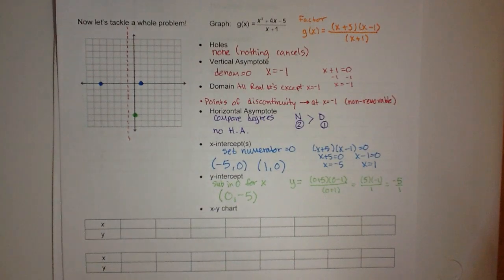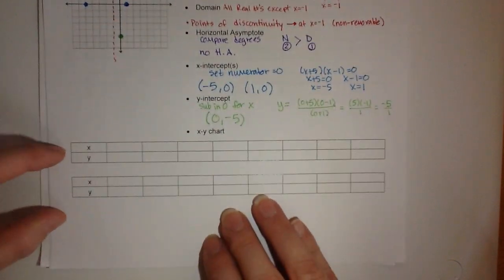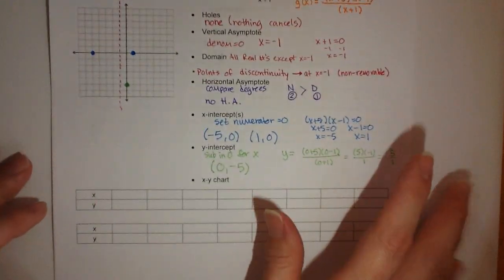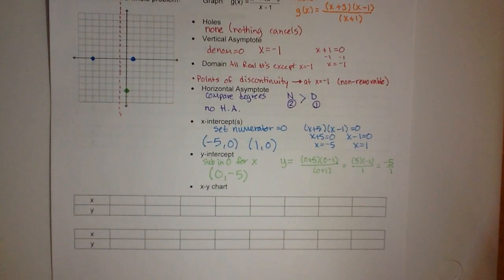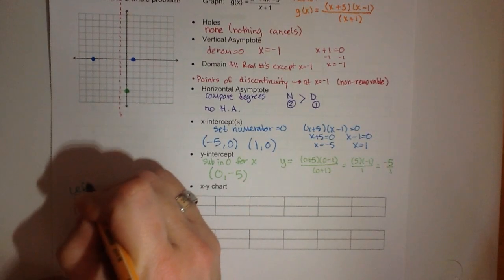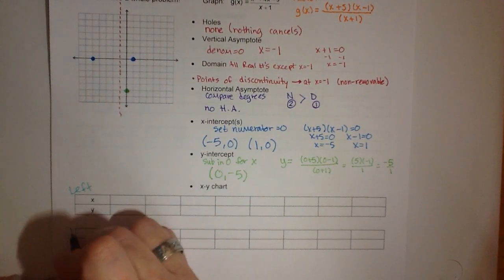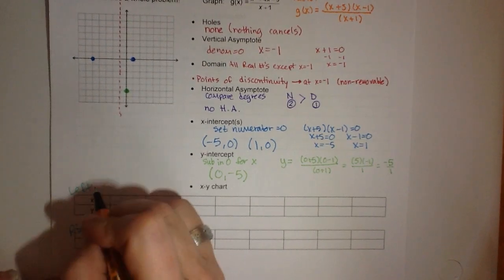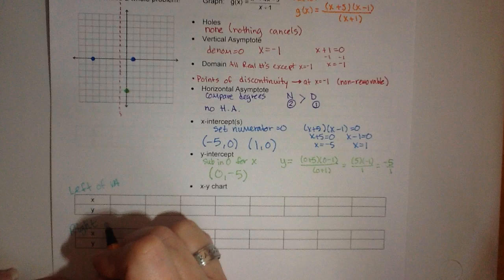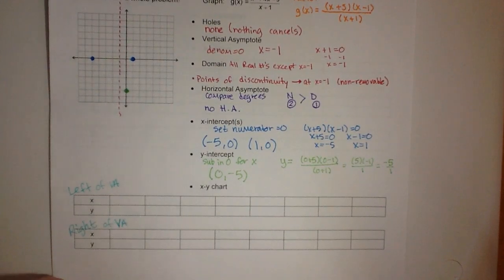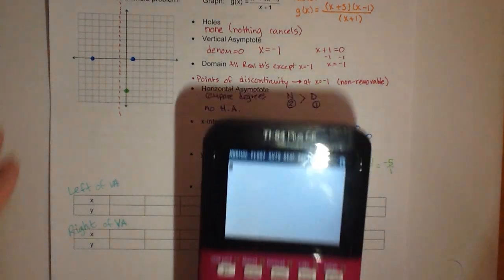So what I will usually do is create two little xy charts, one for the left side of my function and one for the right side of my function. So that's why I've got two xy charts going for you there. So on the left side, to the left of the vertical asymptote and to the right of the vertical asymptote, I'll choose x values from each of those zones. And I'm going to use my table feature of my graphing calculator to help me create an XY chart.